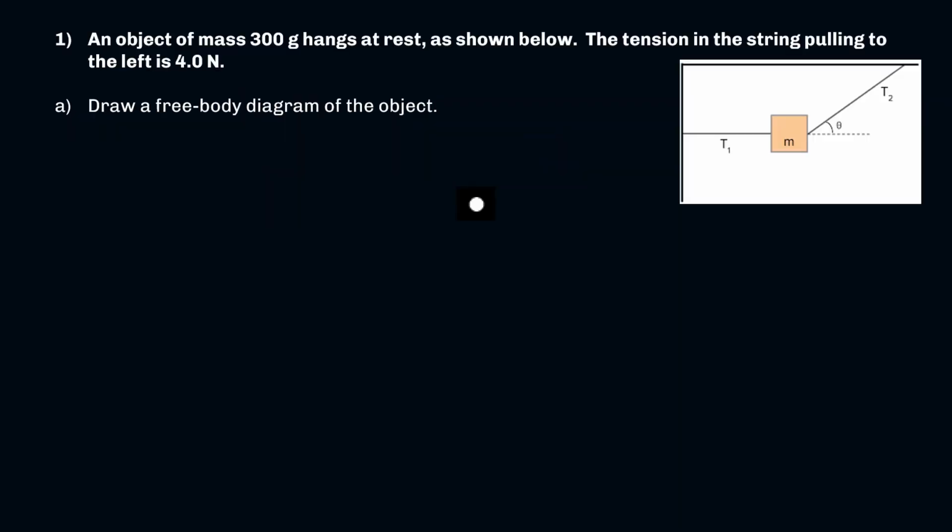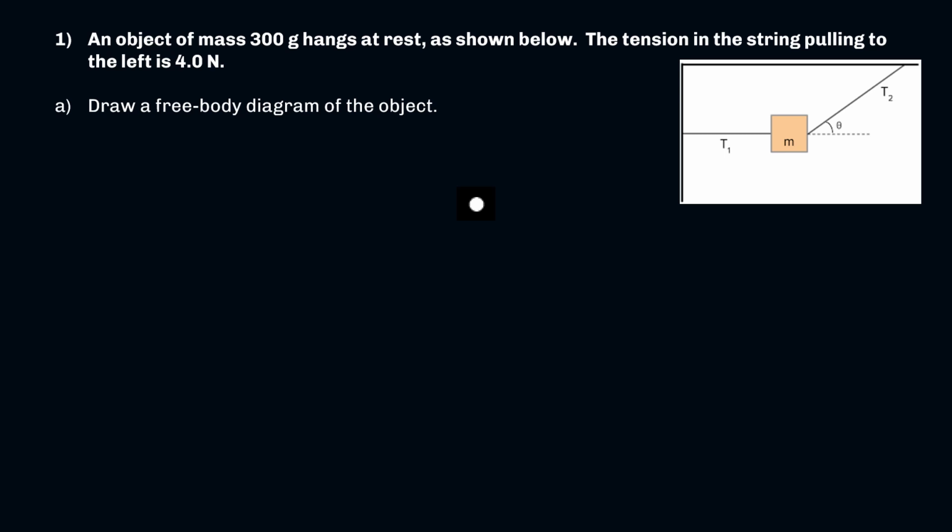All right, example number 1. An object of mass 300 grams hangs at rest as shown below. My representation of this is this photo here. The tension in the string pulling to the left is 4 newtons. So we're going to start off like we always do in any force question, no matter if it's equilibrium or not, and create our free body diagram.